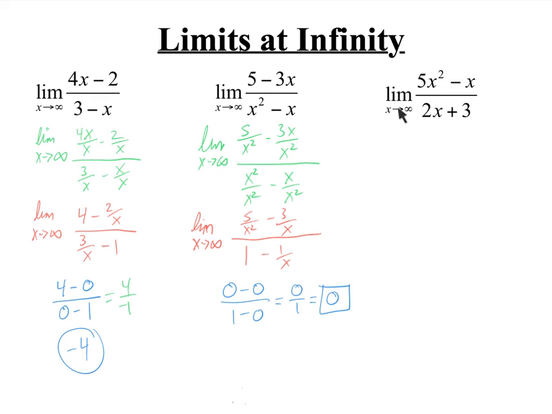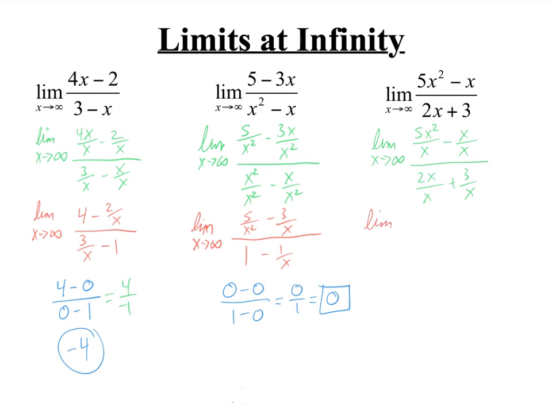So for this last limit, when you plug in infinity, you get infinity over infinity, indeterminate. So I'm going to divide by the highest degree in the denominator. So x is the highest degree in the denominator. So I have the limit as x approaches infinity of 5x squared over x, which is the highest degree in the denominator, divide by x, 2x divided by x, plus 3 divided by x.